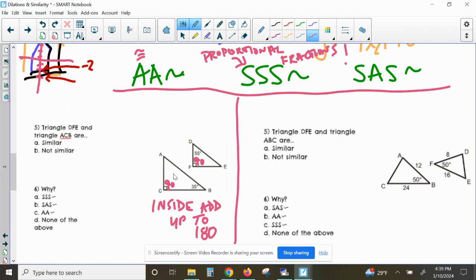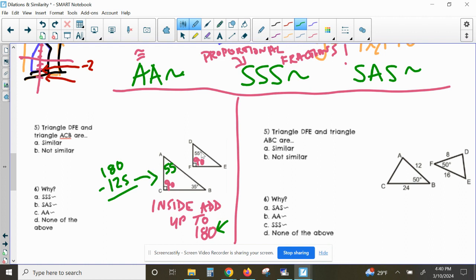So we could do a little math on our calculator. 90 plus 35. So far in here, we've got 125, right? Now remember, it's got to add up to 180. So if I just do 180 minus 125, I'm going to get my last angle of 55 right here.